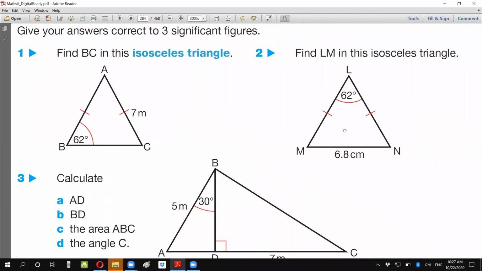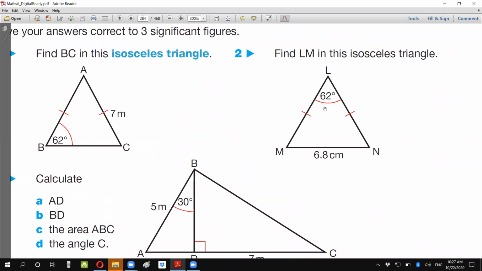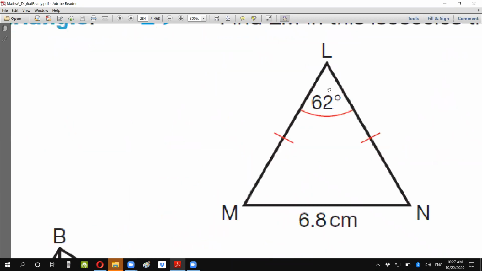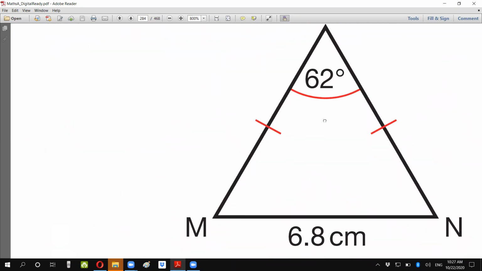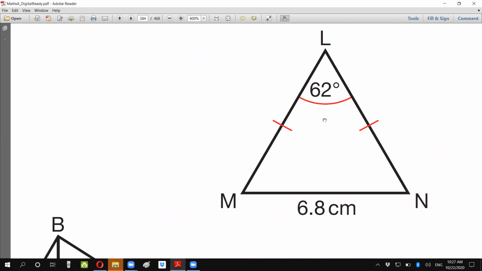Let us take the second one. He's asking you to find LM, the missing side here. I want LM, I want this missing side. I will name it as X. I want the missing side.